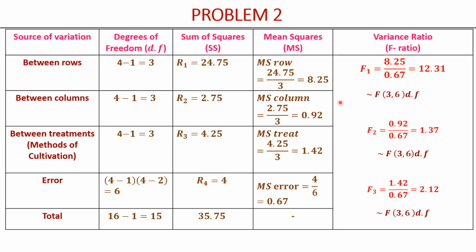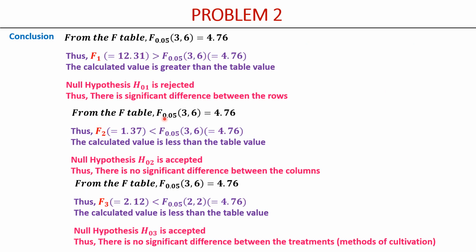We divide each of them by the degrees of freedom to get the mean squares and divide MS row by MS error, MS column by MS error, and MS treatment by MS error, where all those values are greater than MS error. Compare it with the table value with 3, 6 degrees of freedom, because 6 is my degrees of freedom for the error, and then make our final conclusions. So we find that the table value for 3, 6 degrees of freedom at 5% level of significance is 4.76. We find the first value is greater than the table value, so we reject the null hypothesis and accept H1.